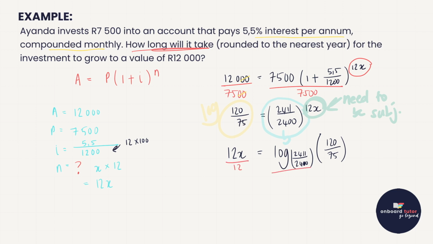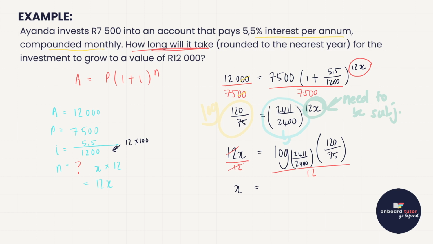So let's get all of this into one fraction. So now I will literally be solving for x. And on my calculator, I've got the log button just underneath the on button. So I'm going to press that. In the base, I'm going to type 2,411 over 2,400, and then there in the subject bracket I'm going to put 120 over 75.